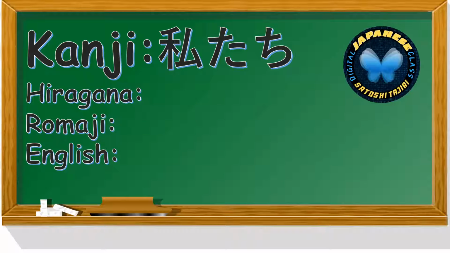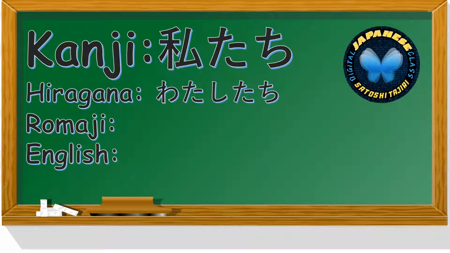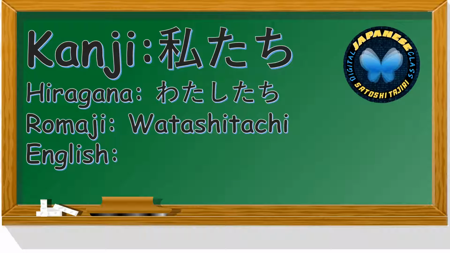Okay, how about this next kanji? Here, this is what we call okurigana. Okurigana. So there will be an additional word for the kanji. How to read this one? Very good. So we have our word watashi tachi. Watashi tachi. In English, it means we.